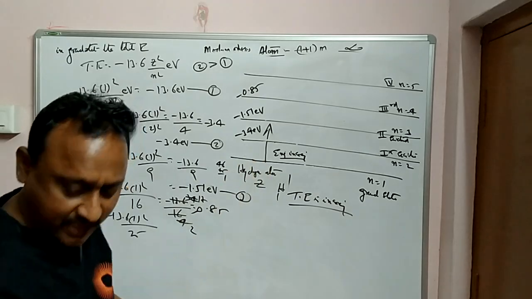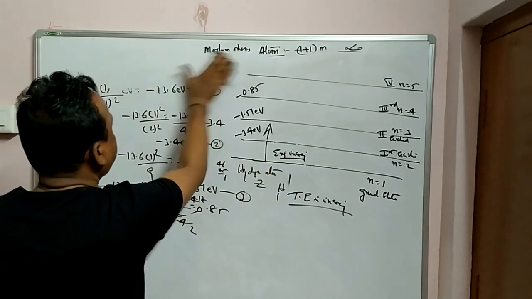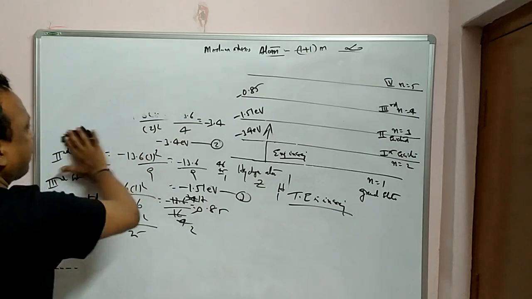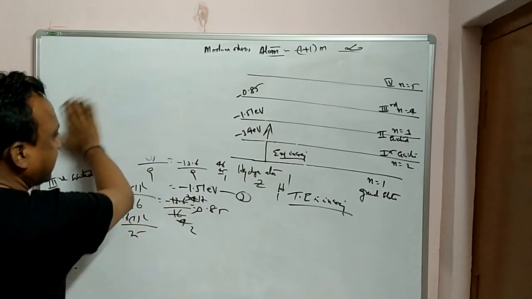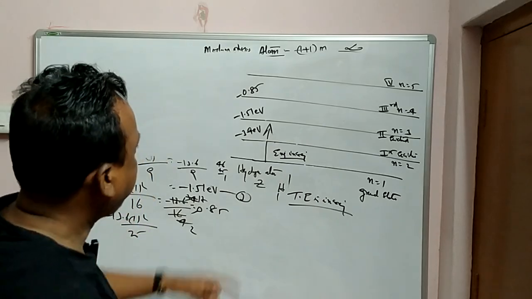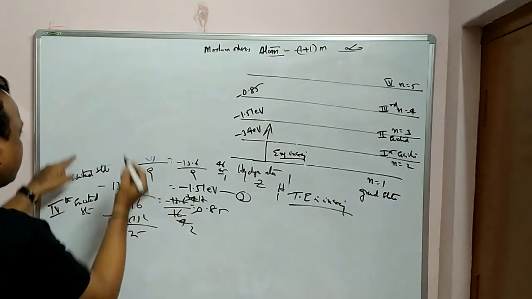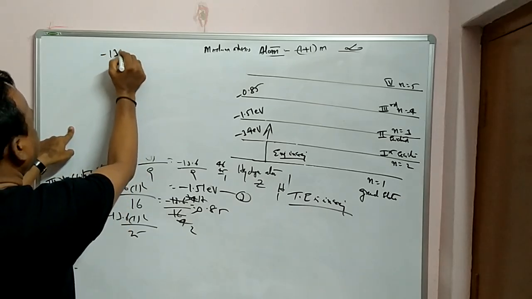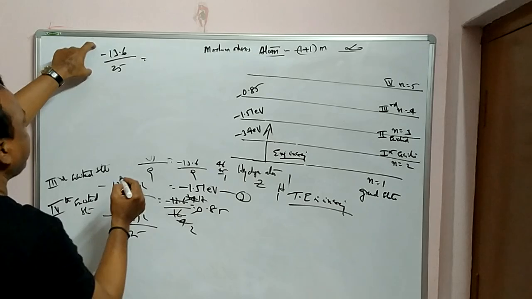I will write this one, I will rub the above values. See, try to remember these values in the examination. They are asking from ground state to at least up to third or fourth excited states. These values are very important. I will write it somewhere on the right side after completion. So, this is minus 13.6 by 25. So, when you divide with 25, what happens?